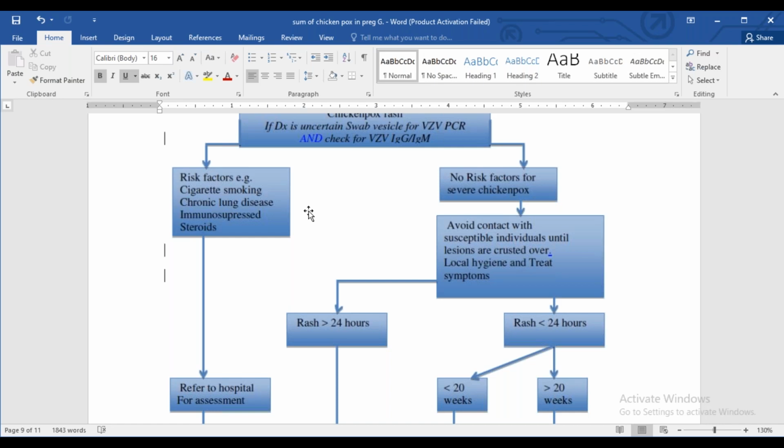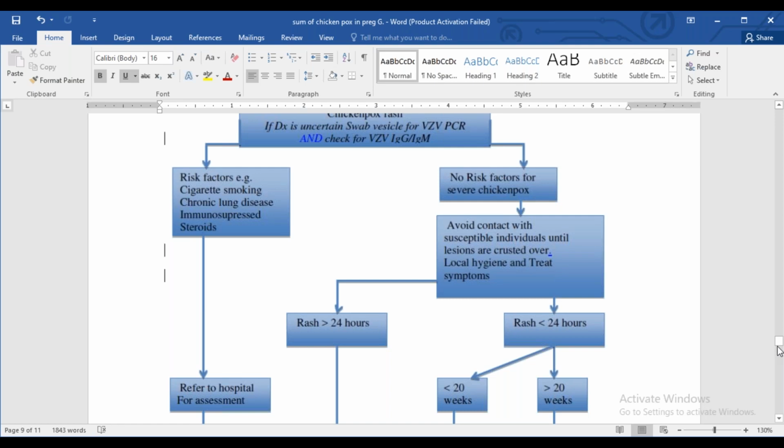We have lupus patients who have certain medications that alter their immunity. So she's immunocompromised, she's on steroids, she's a cigarette smoker, or she has chronic lung disease like COPD or whatever. These are risk factors for the patient to develop severe chickenpox infection. If she has these, send her directly to the hospital for assessment by the MDT team, and we will start IV acyclovir directly.